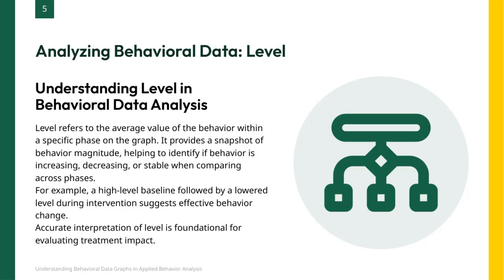When we talk about level in behavioral data analysis, we're referring to the average value of behavior within a particular phase on a graph. Think of it as a snapshot that shows the overall magnitude of the behavior during that time. By looking at level, we can easily see whether behavior is going up, going down, or staying about the same when we compare different phases. For instance, if the baseline shows a high level of behavior, and then the level drops during the intervention phase, this indicates that the intervention is likely effective. Understanding level correctly is crucial because it forms a basis for deciding if the treatment is having the intended effect.